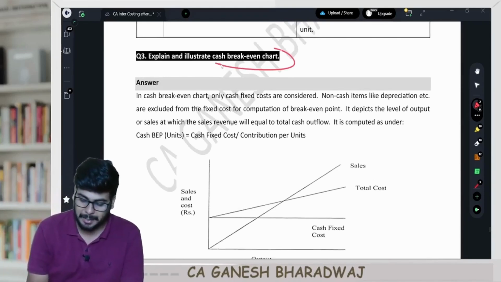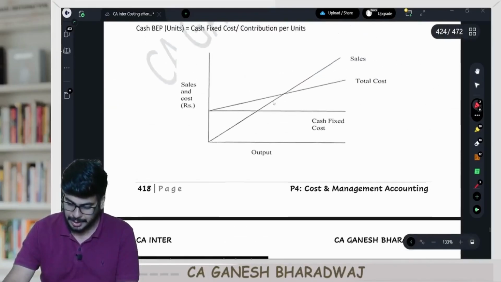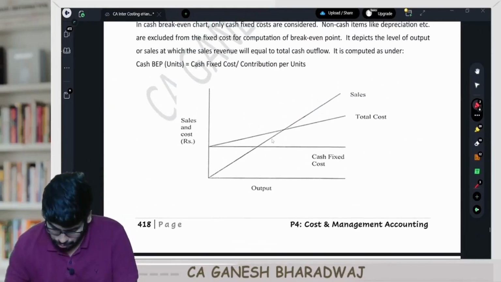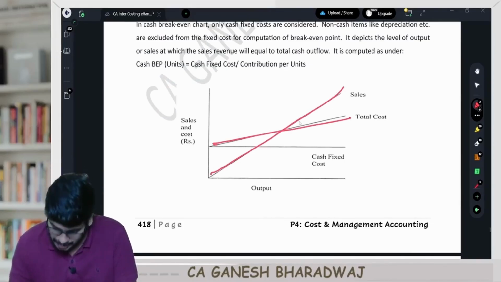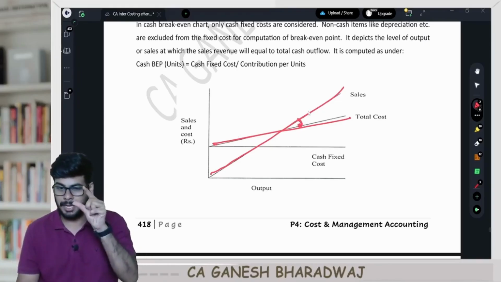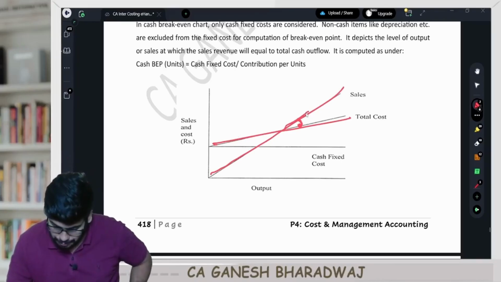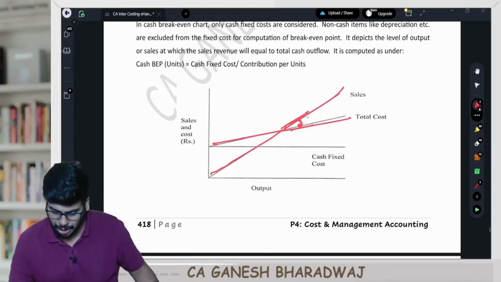Now look at this. Explain and illustrate the break-even chart. So break-even chart we have done. Now we saw the break-even point concept, right? This is the sales line. This is the cost line. The angle that this forms here looks like opening a mouth, no? While you're eating, you open your mouth, it looks somewhat like this.